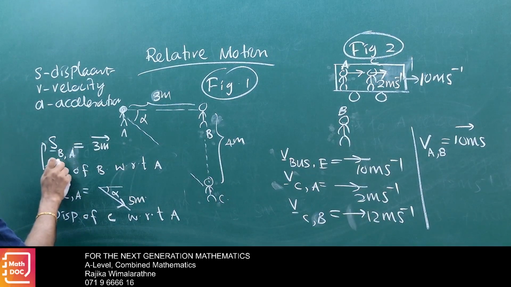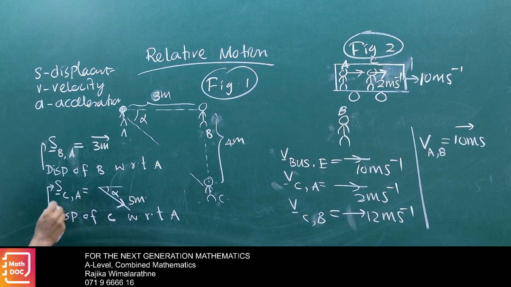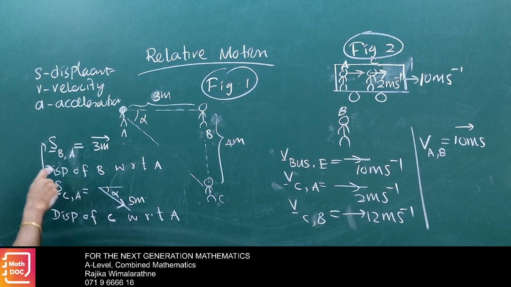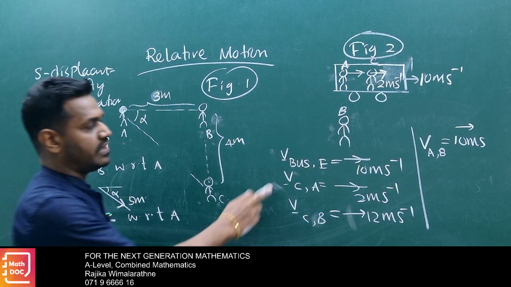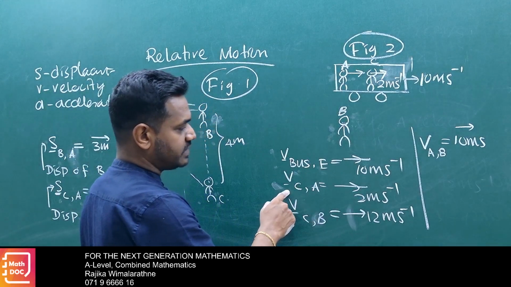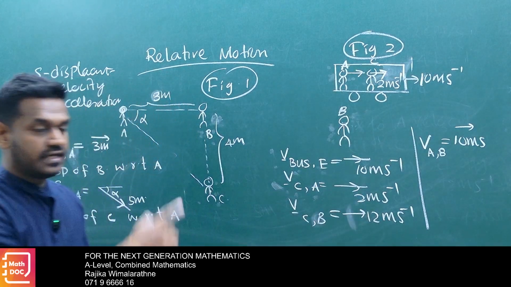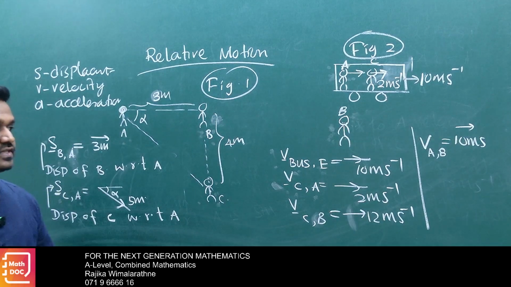Here, displacement of B with respect to A is 3 meters. Here we underline because it is a vector. Displacement of C with respect to A. Likewise, velocity of bus with respect to earth is 10 meters per second. Velocity of C with respect to A is 2 meters per second. Likewise, write these notations.